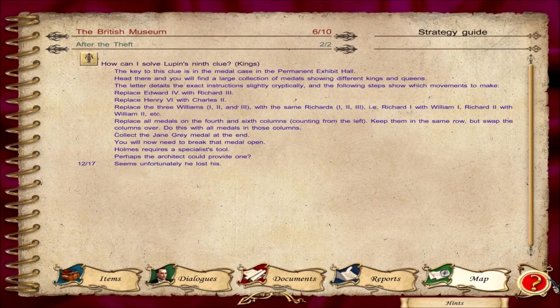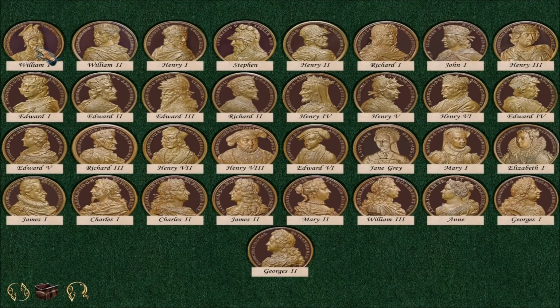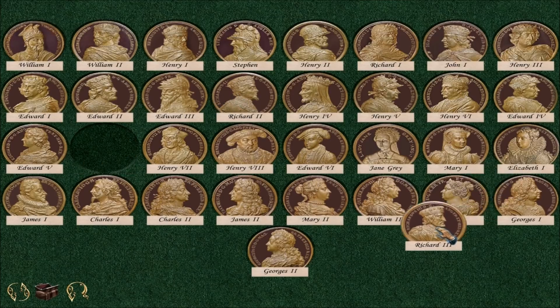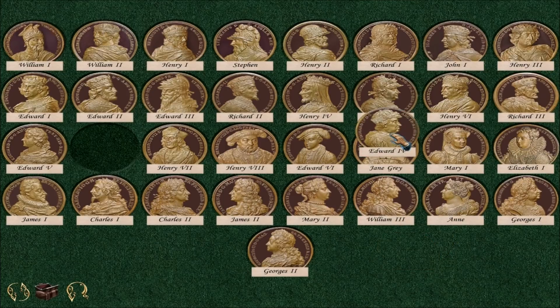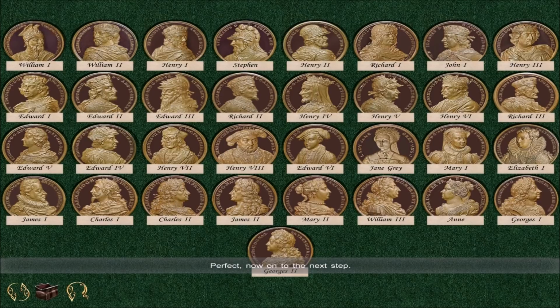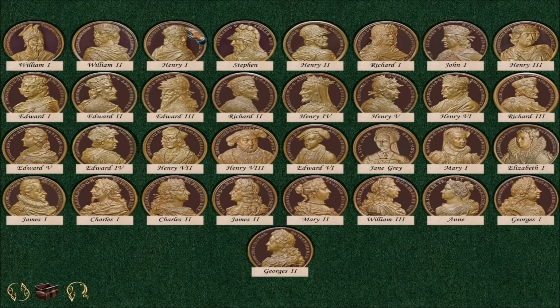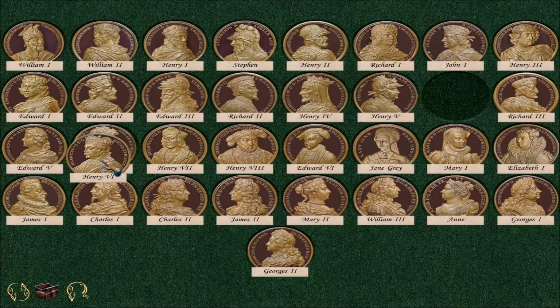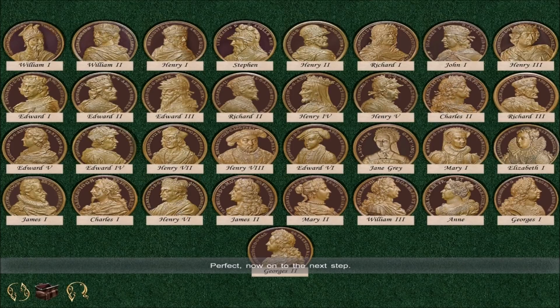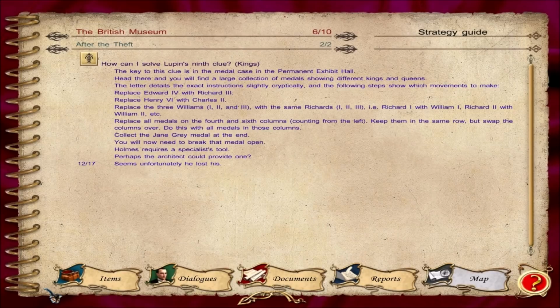Okay, Edward IV with Richard III. Richard III, Edward IV. Perfect. Now on to the next step. Oh, I had messed up on step number 1. Oh, okay, and it helps that Holmes is telling me partway through the steps. So Henry VI with Charles II. Perfect. Now on to the next step. Okay, I'm really glad that Holmes is telling me every single step.